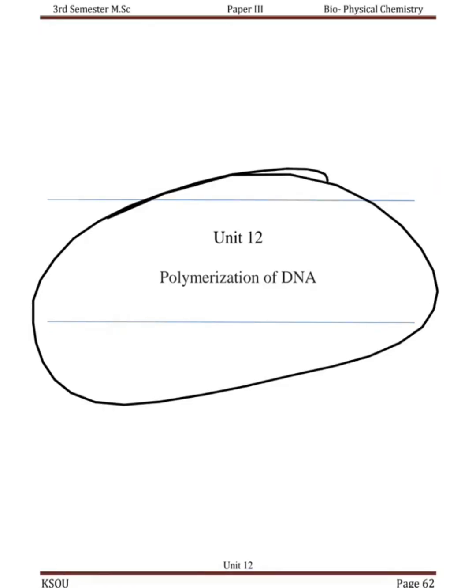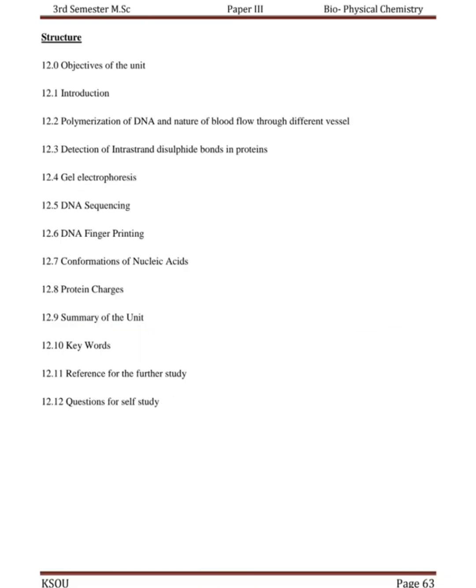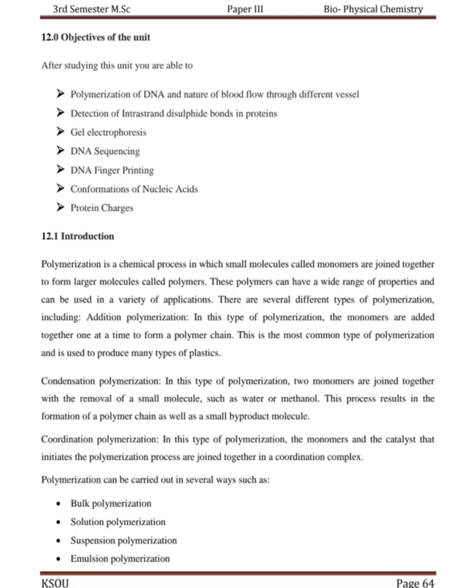So we are going to separate and identify the DNA, RNA, enzymes, and the protein structures. So what are the methods you are going to follow? The basic concepts which you are going to study in this unit are polymerization of DNA, nature of blood flow throughout the vessels, and detection of intra disulfide bonds in the protein.